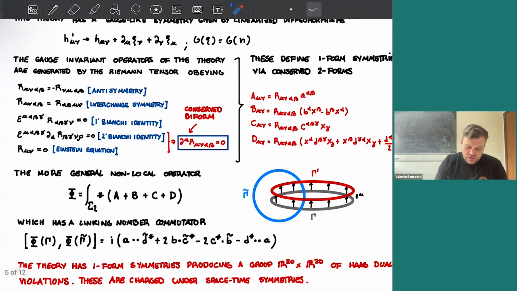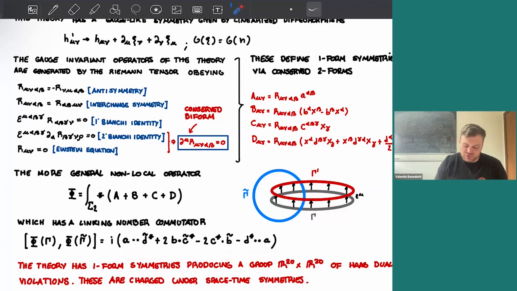Once one is convinced of this, the more general non-local operator or non-local flux that we can write is this one here. It's a bit of a generalization of the Maxwell field case, in the sense that if we take the commutator between this flux in some ring gamma tilde and its complementary linked ring, namely this gamma here, the result of the commutator is proportional to the linking number between both surfaces. The only difference is that in this case it has these contractions between the constants that define each one of the conserved fields, these A's, B's, C's, and D's.